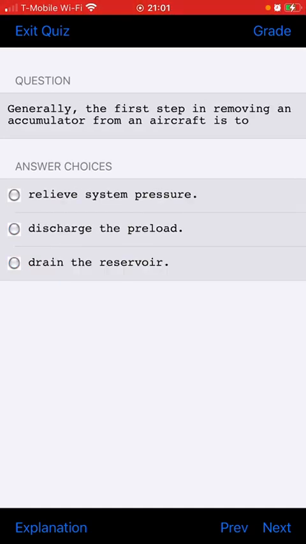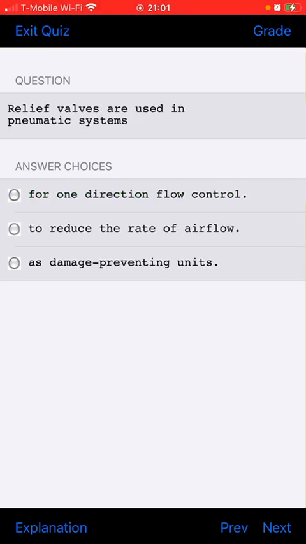Generally, the first step in removing an accumulator from an aircraft is to what? Relieve the system pressure. If you take it off, it will slap you hard. Let me just leave it there.